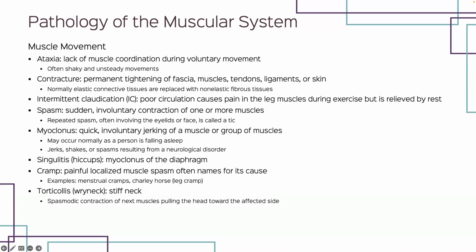As far as muscle movement pathology, you've got contractures, which are just basically permanent tightening of those muscles, tendons, ligaments, or even your skin. Intermittent claudication, that is going to be poor circulation in the leg that does cause pain during exercise, but it is relieved by rest. Your cramps, those are just going to be your painful localized muscle spasms. So you'll have like your menstrual cramps or even your Charlie horses or your leg cramps.